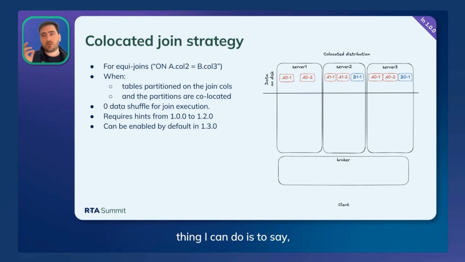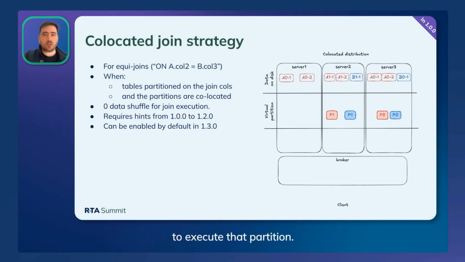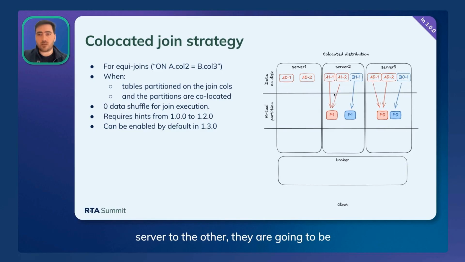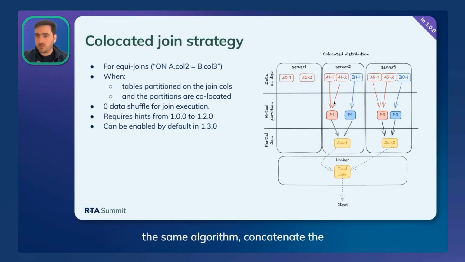Instead of doing that, what I can do is say, hey, let's use the same number of partitions we already have at the physical level, and then use the same servers that hold those partitions to execute them. So in this case, we only have two partitions, 1 and 0, and let's schedule partition 1 in server 2 and partition 0 in server 3. Then we don't need to move rows from one server to the other. They are going to be in the same server. And then we can execute, again, the same algorithm, concatenate the results, and that's it. We have the same result, but we move literally no rows from server to server, right?